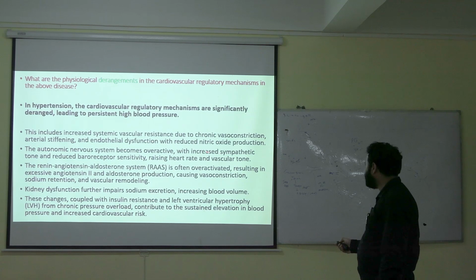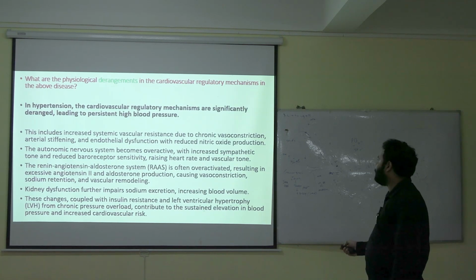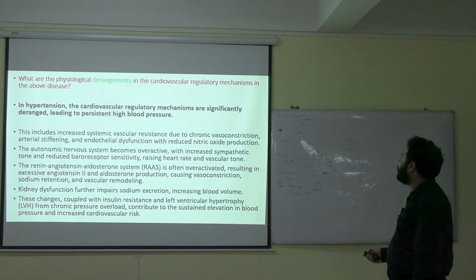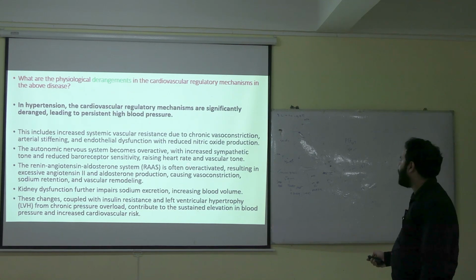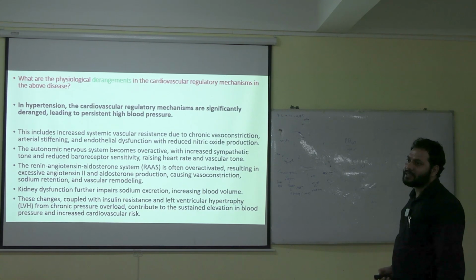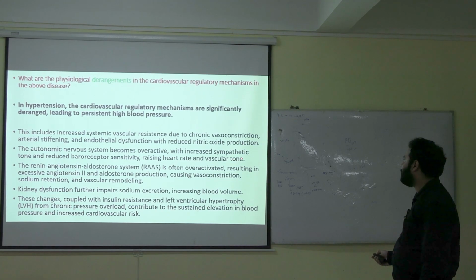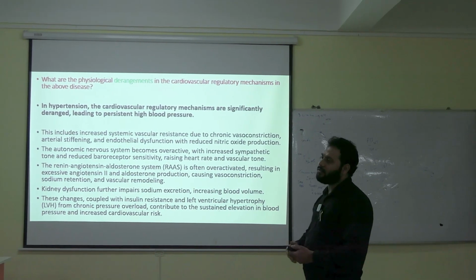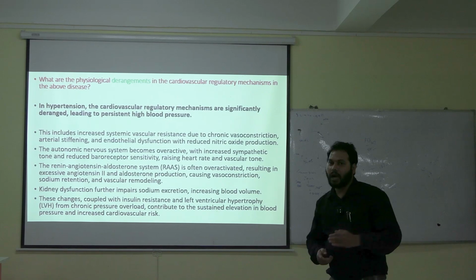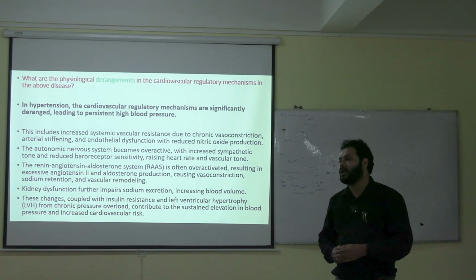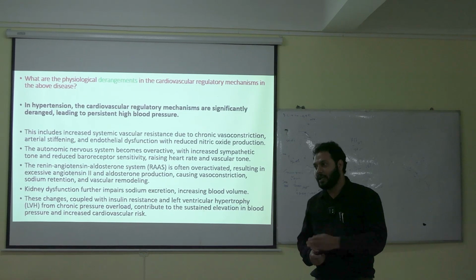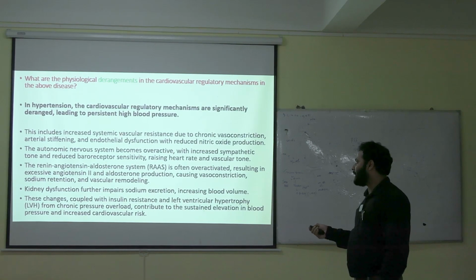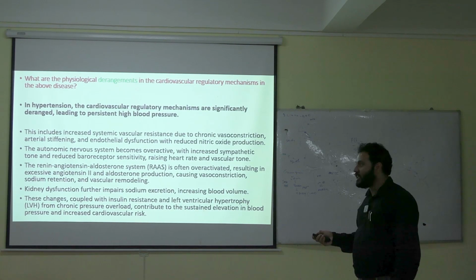So here both the increased sympathetic tone and reduced vasoreceptor sensitivity promote the increased rate of heartbeat, an increase in the heart rate as well as vascular tones. So both the rise of heart rate and vascular tone are very much related with the developments of high blood pressures as well as hypertension. This is again another mechanism or physiological derangement.